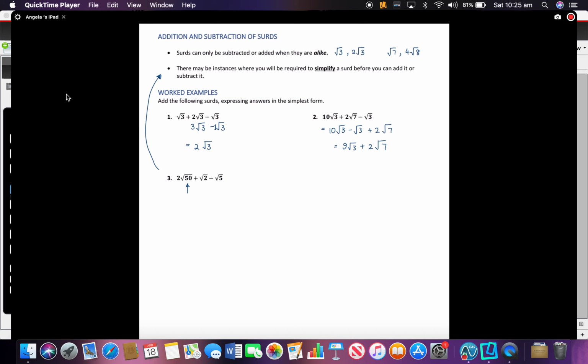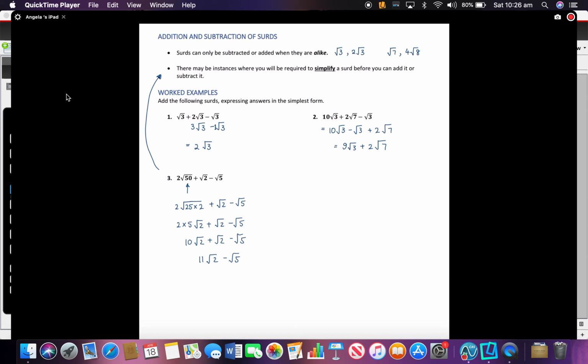So if I'm going to simplify the square root of 50, my two factors I'm thinking of would be 2 times 25, and then all of that obviously under the root sign, plus square root of 2 minus the square root of 5. So here I'm going to simplify my surd to 2 times 5 root 2 plus root 2 minus root 5, and then I'm going to have 10 root 2 plus root 2 minus root 5, and my final answer will be 11 root 2 minus root 5.